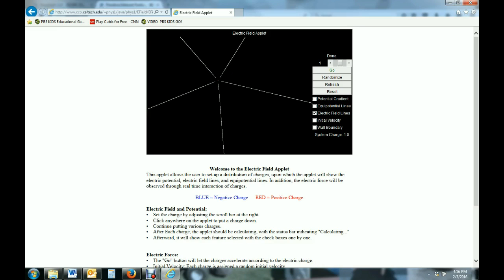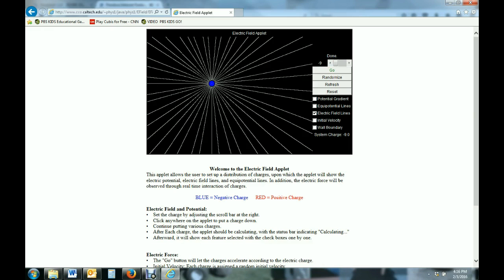I can hit reset and look at the same thing with a -1 charge. It looks very similar to my +1 charge, except the dot is blue, believe it or not. What if I put in a bigger charge? So instead of -1, let's do -9. Now you can definitely see that it is blue, and we get more lines.